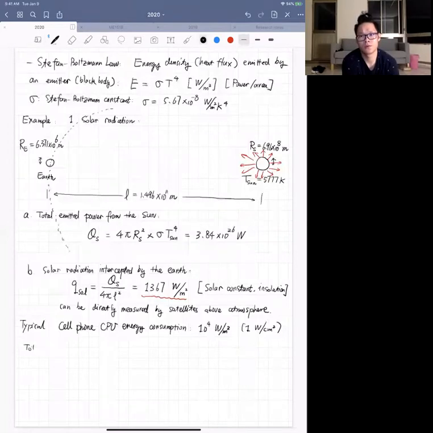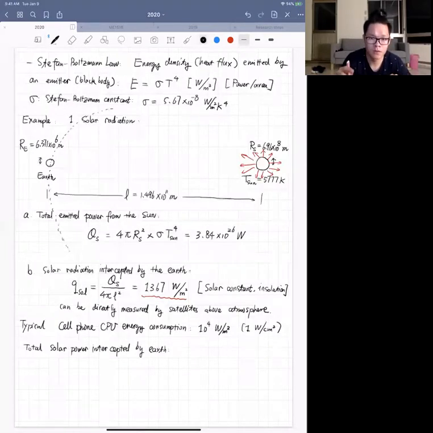intercepted by Earth. This is going to give you the number I showed last time on the first slide, the potential of solar power. Let's say this is from the sun to Earth. Because this solar energy is uniformly distributed on this large spherical shell, the Earth only intercepts a small fraction of this spherical shell.